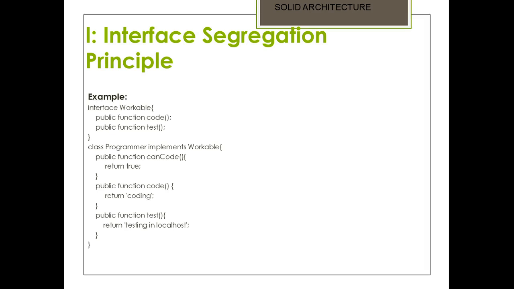Dependency inversion principle says high-level modules should not depend on low-level modules. Both should depend on abstractions, so the core logic stays stable even when implementation changes.